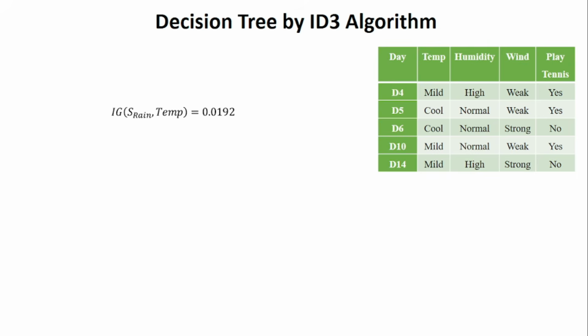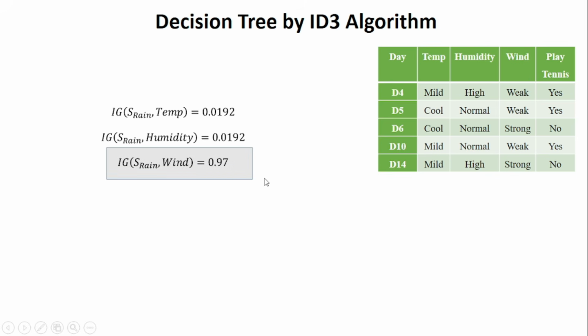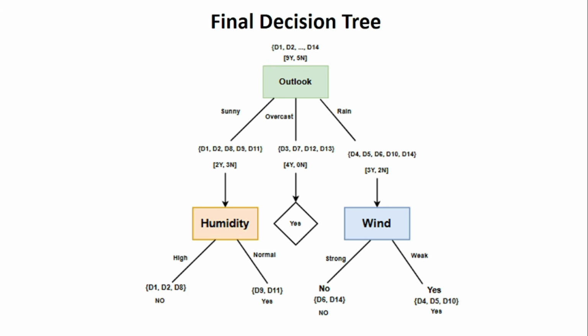Out of these three information gains, we are going to compare which one gives the highest value. If you look, the information gain of wind plays a major role with a value of 0.97. So this term will act as an internal node on the right hand side.